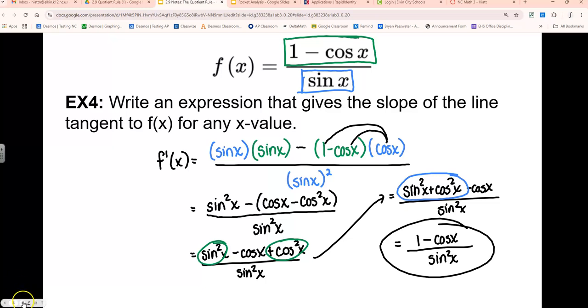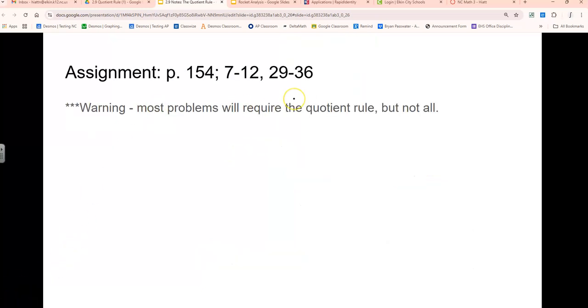So, here is your assignment. There's a warning here. Most of these will require the quotient rule, but not all. There's a few of them that you can do some love connection stuff first, and then you don't have to use the quotient rule. If you do quotient rule for all of them, they still work. Should still work.